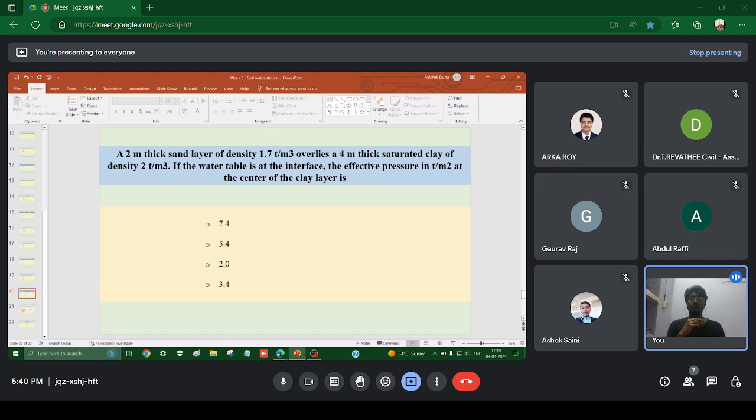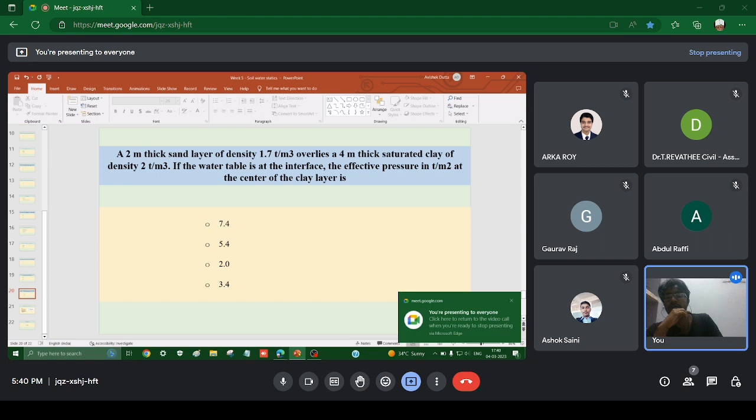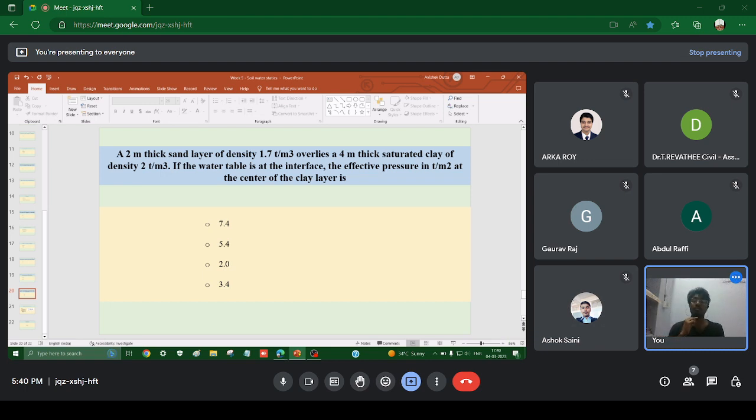A 2 meter thick sand layer of density 1.7 ton per meter cube overlies a 4 meter thick saturated clay of density 2 ton per meter cube. If the water table is at the interface, the effective pressure in ton per meter square at the center of the clay layer is: 7.4, 5.4, 2.2, 3.4.